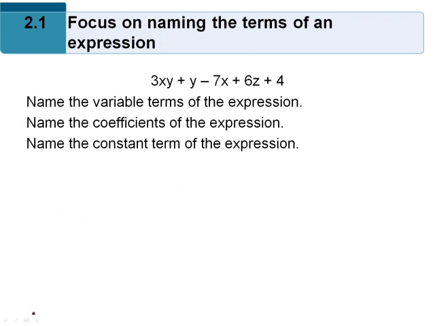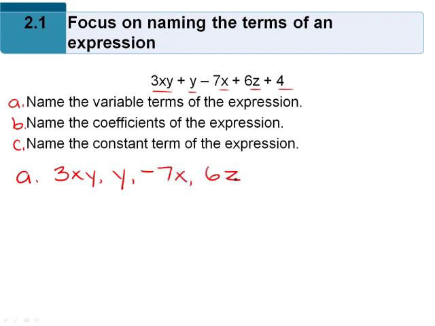So now let's look at this next expression. We have 3xy plus y minus 7x plus 6z plus 4. Big long expression. First of all, you need to see you have 1, 2, 3, 4, 5 terms in the whole expression. And part A, we're going to call it part A again, says to name the variable terms of the expression. So that is going to be 3xy, just y, negative 7x, and 6z.